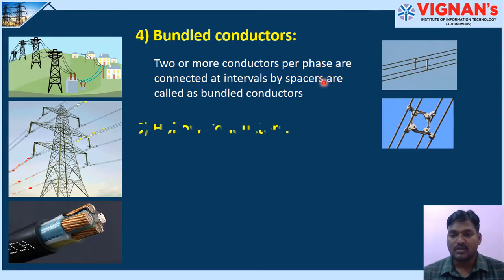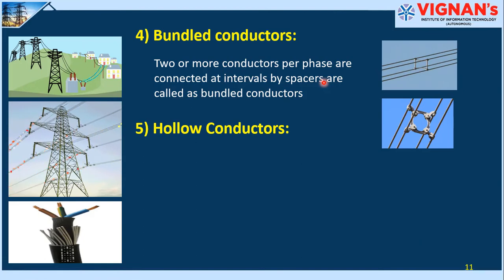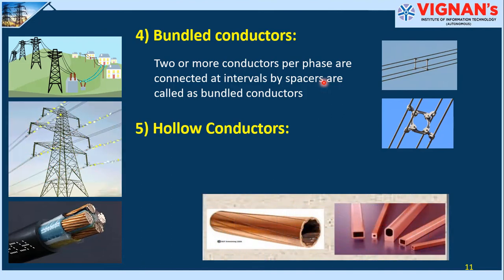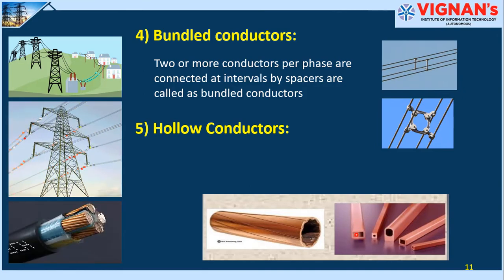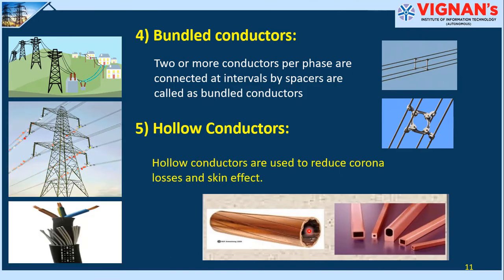Next is hollow conductors. In hollow conductors, the core of the conductor is hollow. However, the outer part of the conductor is made up of copper. So here you can see the core is hollow. Here also it is hollow. This type of conductors are basically used to reduce the weight of the material and the amount of conductor material. They are also helpful for reducing the corona effect and skin effect.